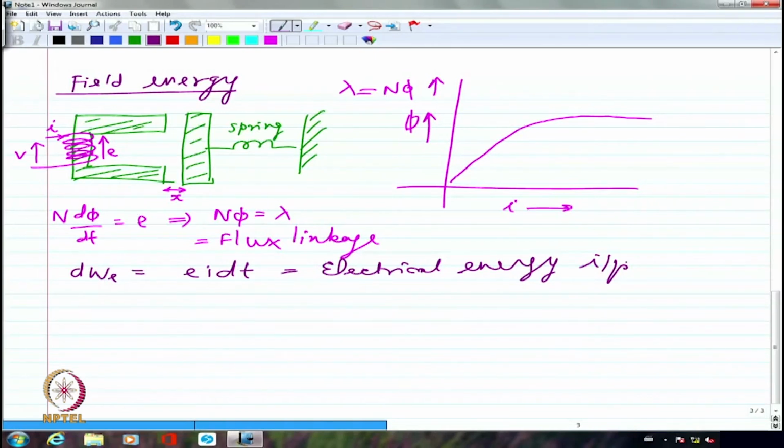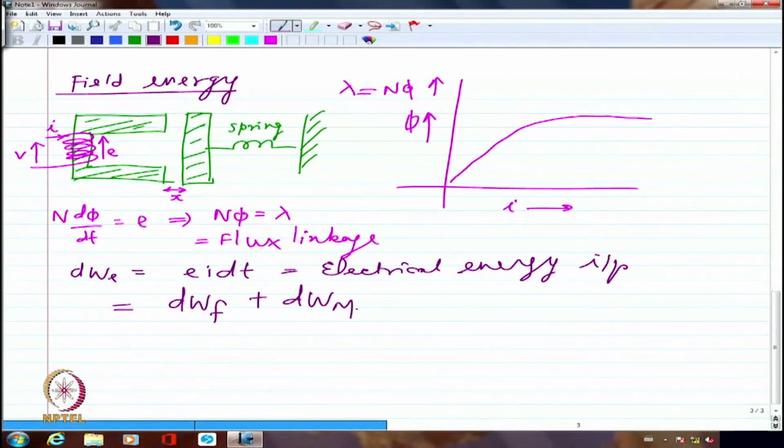If I just neglect all the other losses in mechanical form or core losses and so on, I should have dWe equal to dWf, we wrote this earlier, plus dWm. I am neglecting the losses, so I am not writing the losses at all. So this is actually the mechanical output, and this is the field energy, or increase in the field energy.